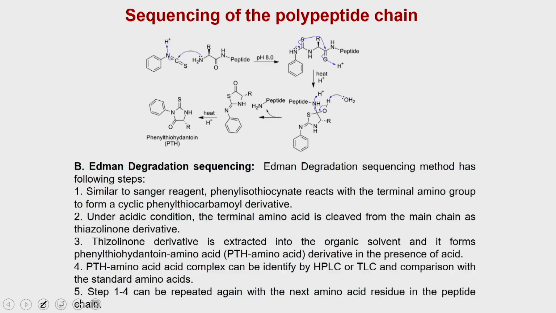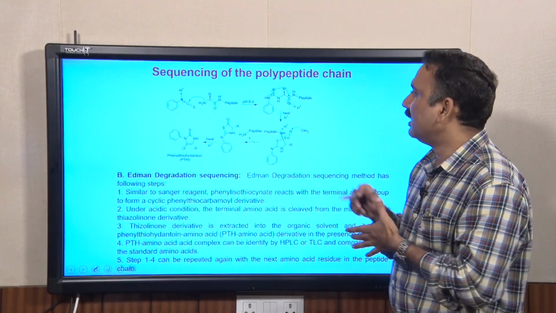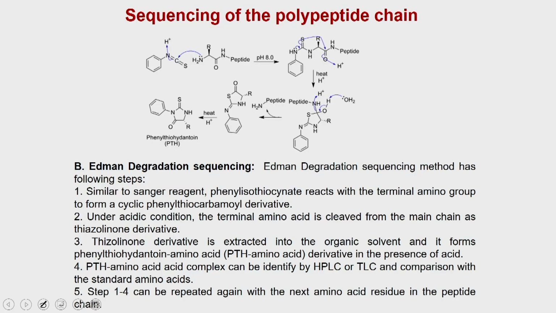So, this is the Edman degradation method. We have also discussed the Edman degradation method, and similar to the Sanger reagent, the reagent is very different, but the overall working principle is very similar, where you make an adduct with the terminal amino acid, and then this adduct is what you characterize in the Edman degradation method also.